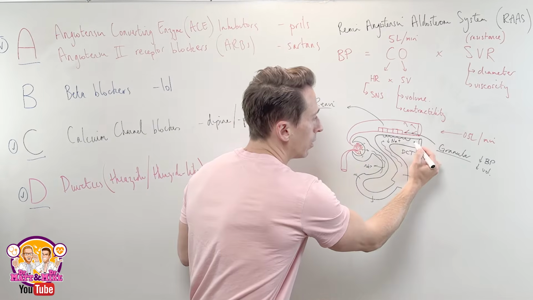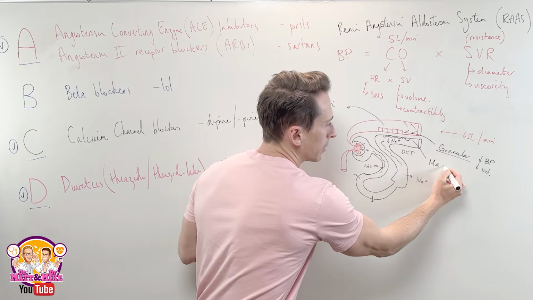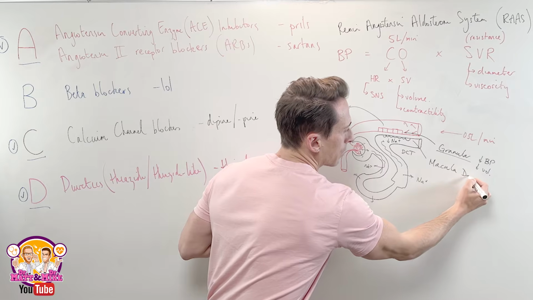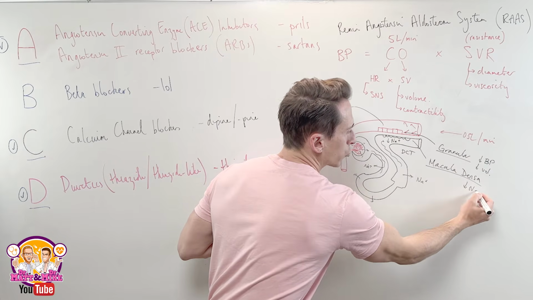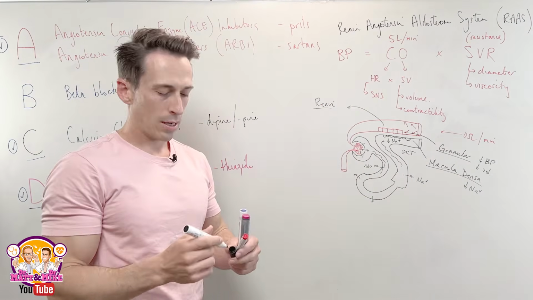They're called macula densa cells. Think of the denser for density. It's measuring the density of sodium. If sodium is dropped here, it picks it up. Now, what does it do?